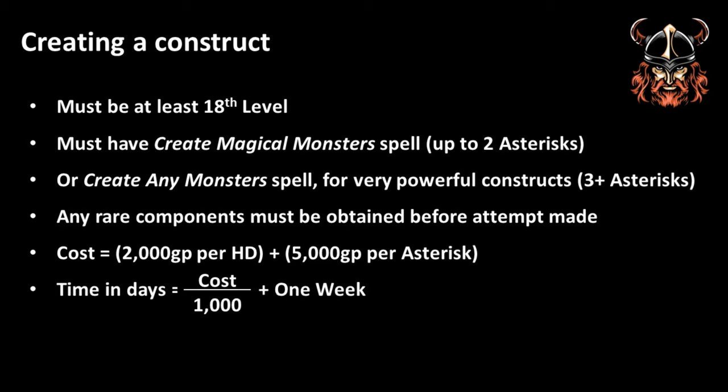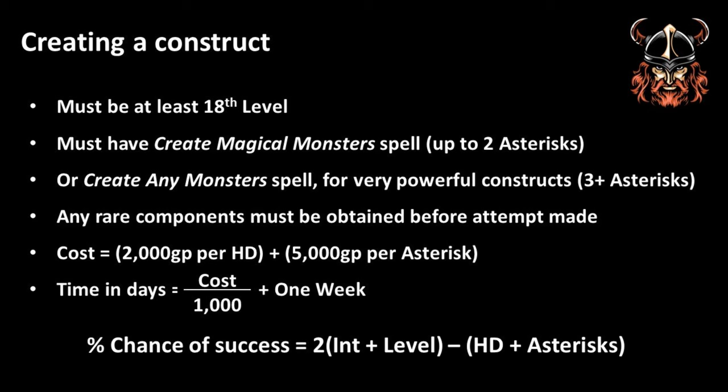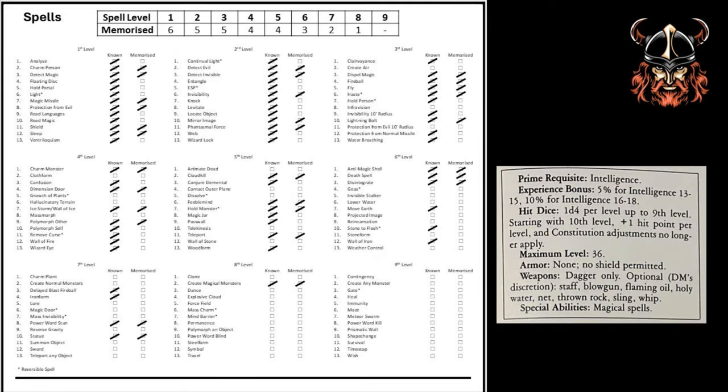Once these stipulations have been met, the chance of success is equal to 2 times the magic user's intelligence score and level added together, minus the total of the construct's hit dice added to its number of asterisks. This number results in a percentage chance that must be rolled under for success. The first thing we need to be certain of is that Felonious does indeed have the Create Magical Monsters spell. And he does, as indicated here.